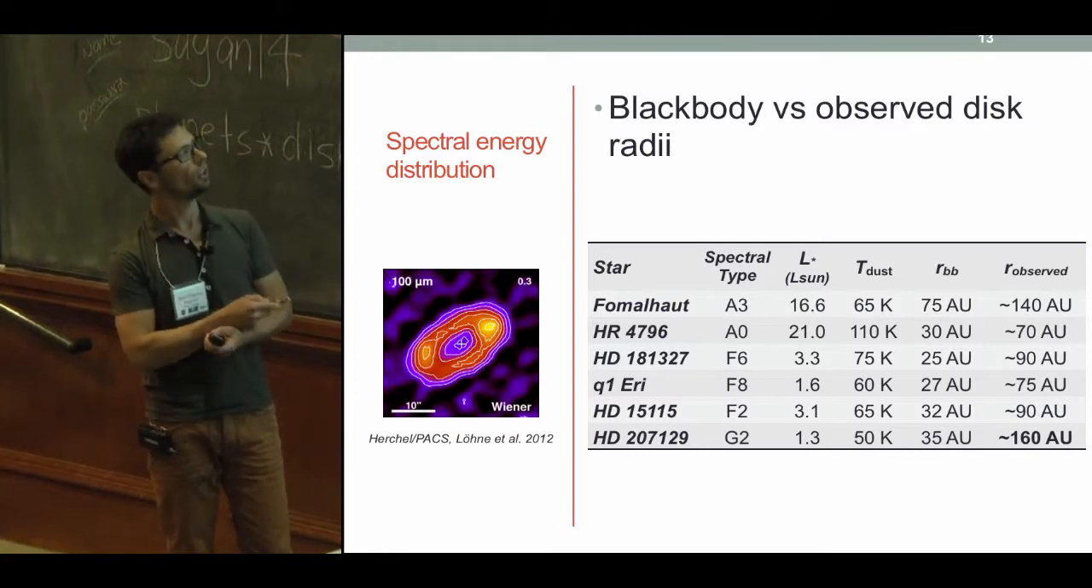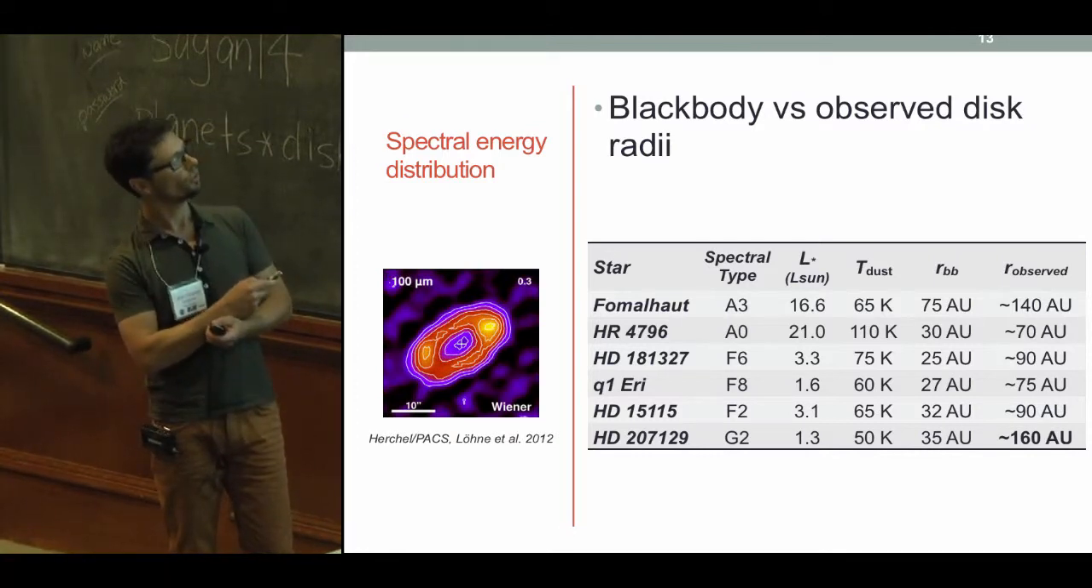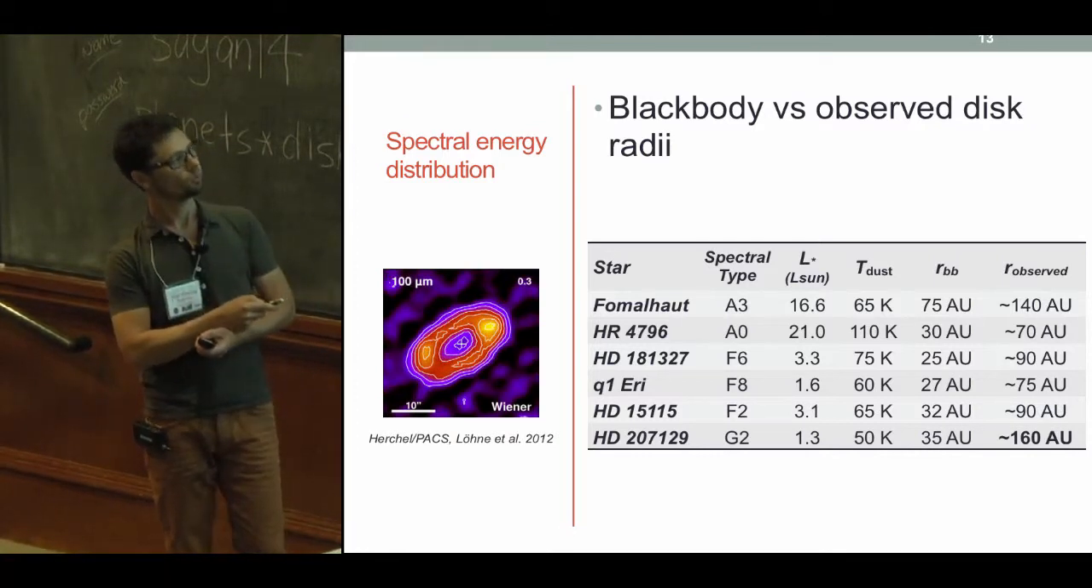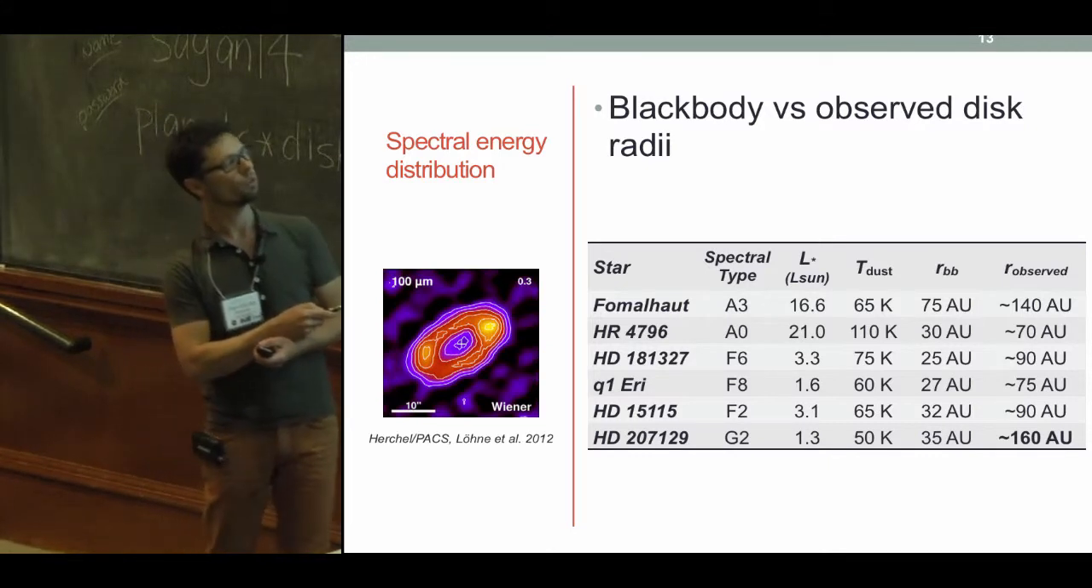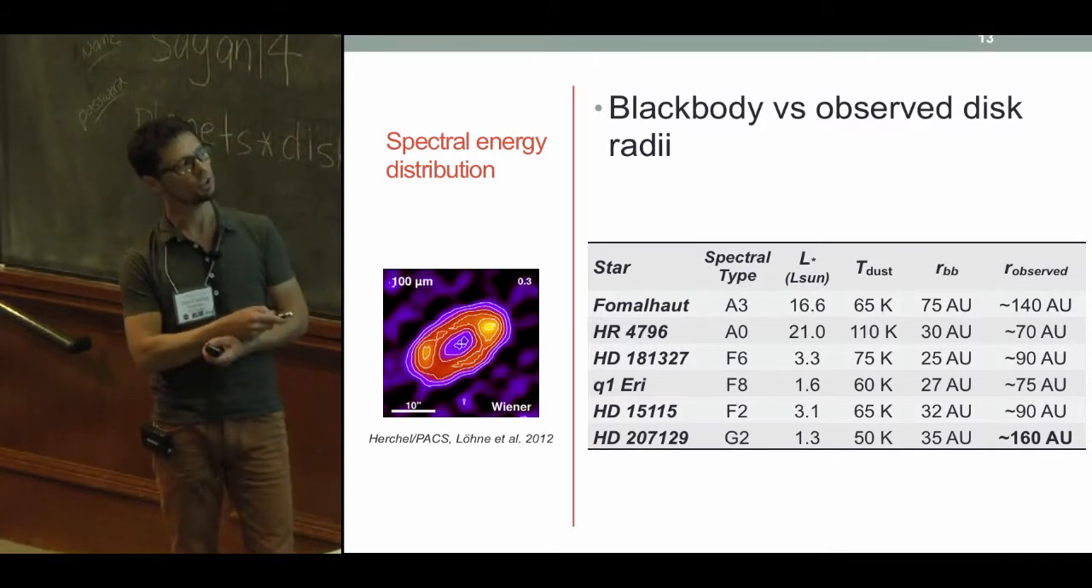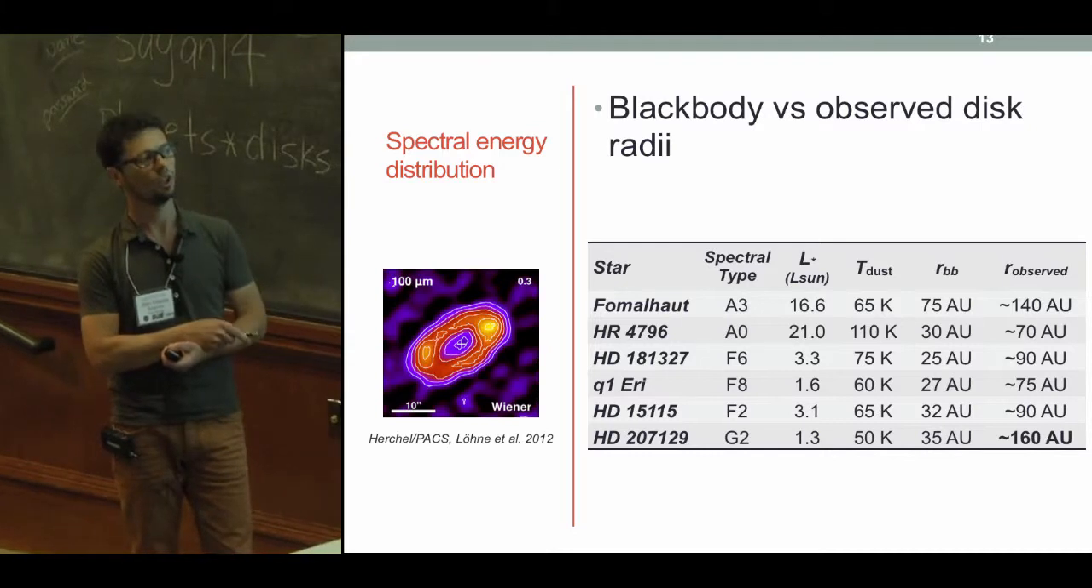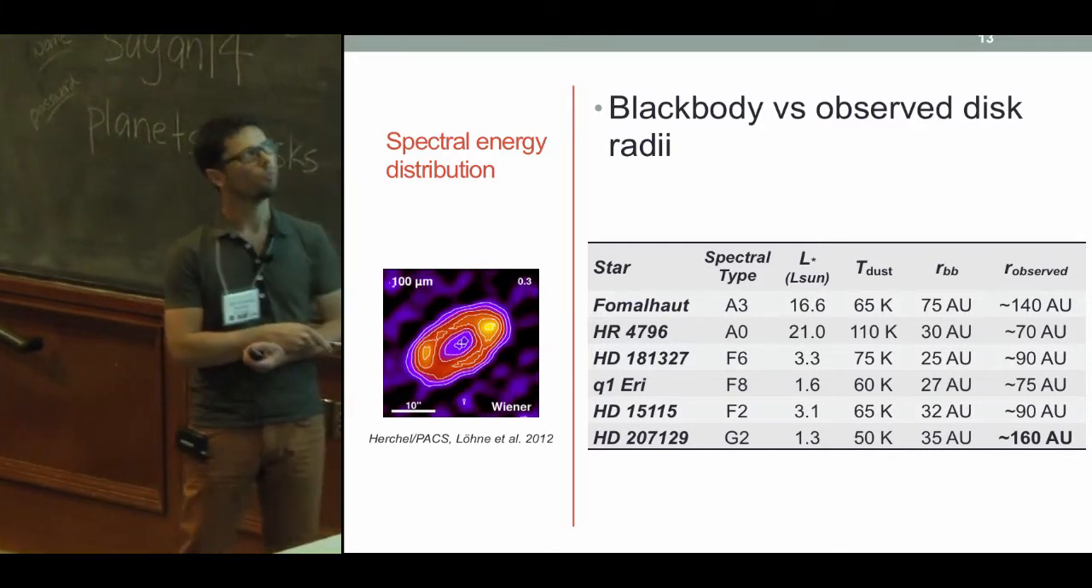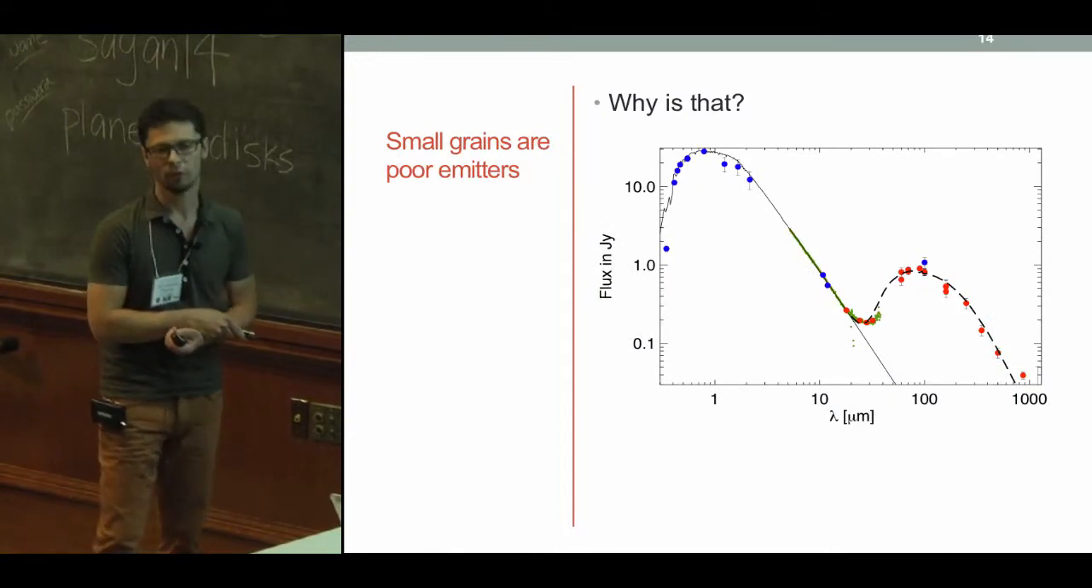And this is the last example here, using this Herschel image of HD 207129. The disk is predicted to be at 35 AU and observed at 160. So what's the problem here? The problem is very simple.